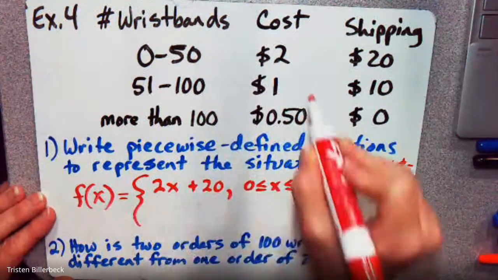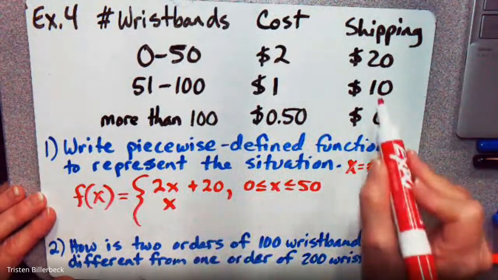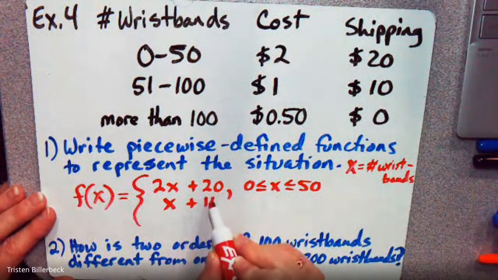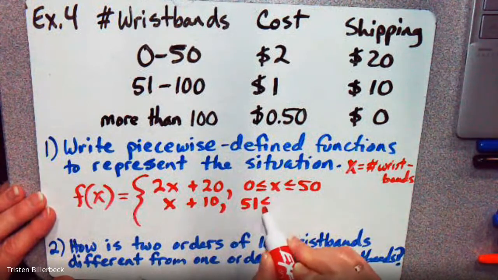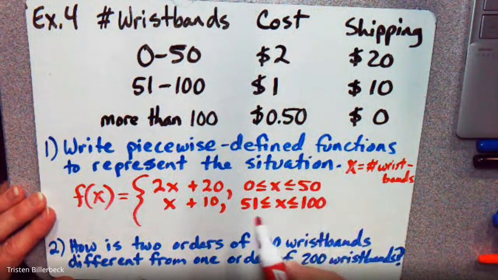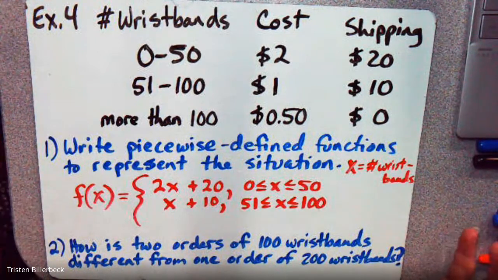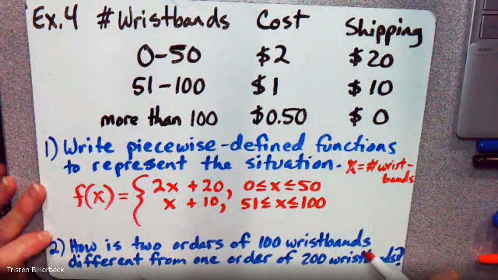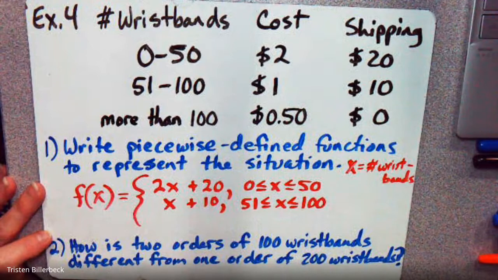Now for this one, we have 1 for our slope, but we don't write 1 in front of a variable, so we just write x. We do have shipping, so we add plus 10. And the restriction on the domain is it starts at 51 and ends at 100. Why do I not worry about what's between 50 and 51? Can we order partial wristbands? No. So we're just using counting numbers or whole numbers here, because 0 is included. So I'm not going to worry about 50.1. I can just start at 51 here.